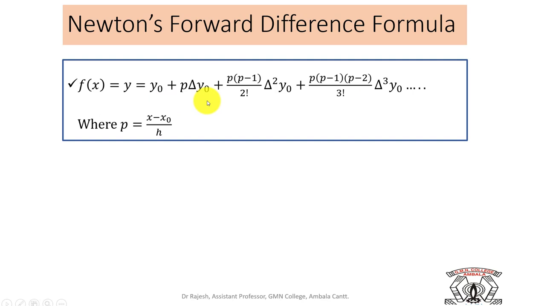So if the problem is to solve the given data and interpolate the value using the forward difference formula, firstly you will write the formula in the examination, where p is given by this one, where x naught is the initial value of x in the given data, h is the step size, the difference between the consecutive arguments, and x is the value at which the function is to be interpolated. So hence we can find p from here.